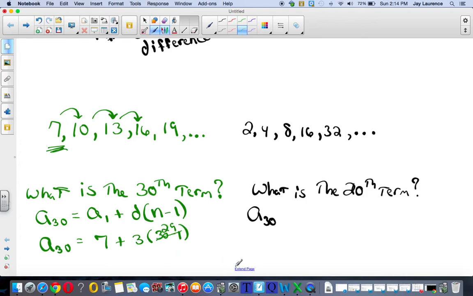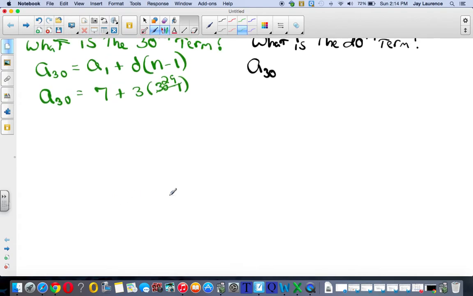Now, following the order of operations, A sub 30 is going to equal 7 plus 3 times 29. Well, 3 times 30 would be 90, so I think it's going to be 87. And then A sub 30 is going to equal 94.